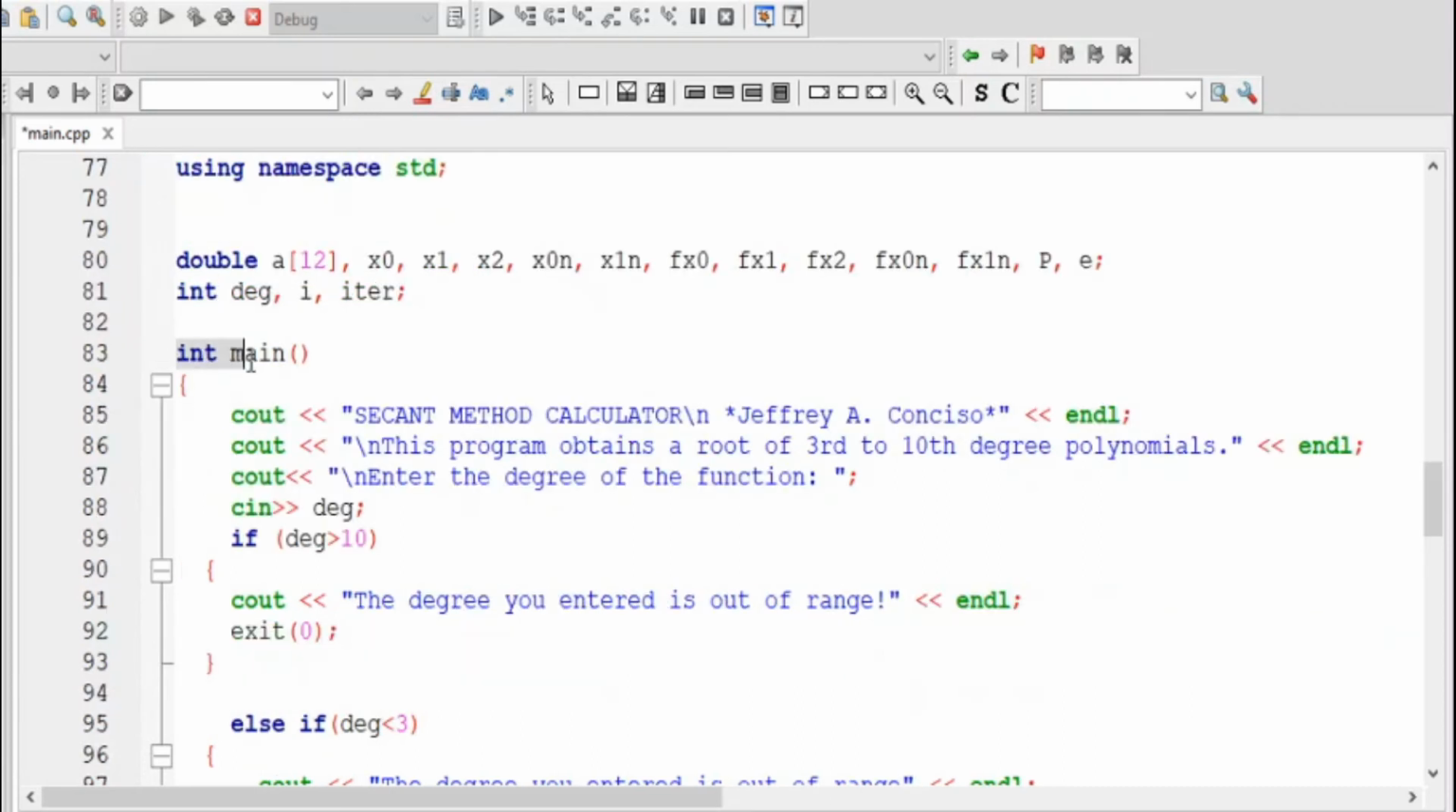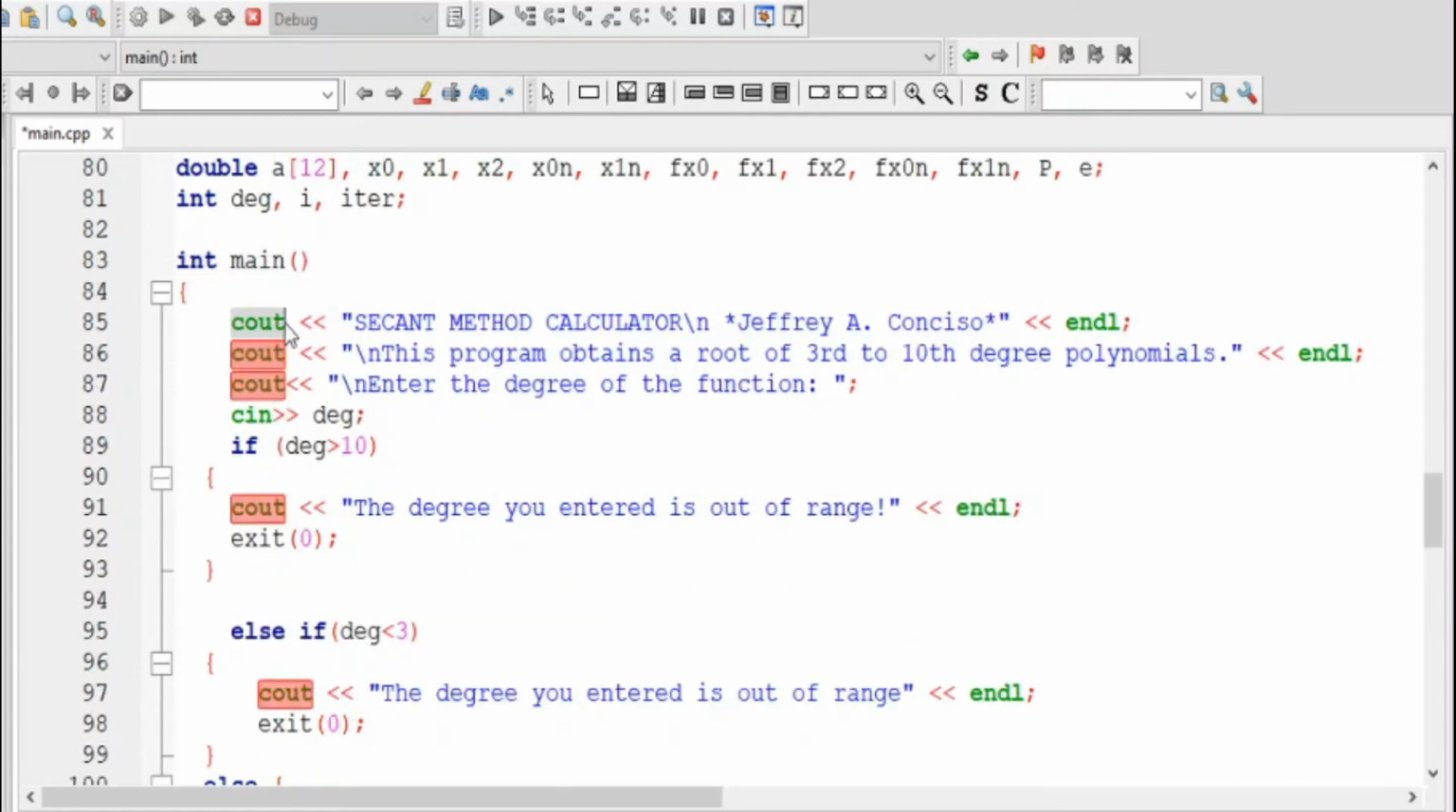We will start the program by inputting int main with open and close parentheses. This is necessary for every program. From this line onward, the program body starts. So we will print with cout the title of the program, second method calculator, with a new line. The cout also prints: this program obtains a root of 3rd to 10th degree polynomials, endl and semicolon. Then cout to enter the degree of the function, which will be saved inside degree.